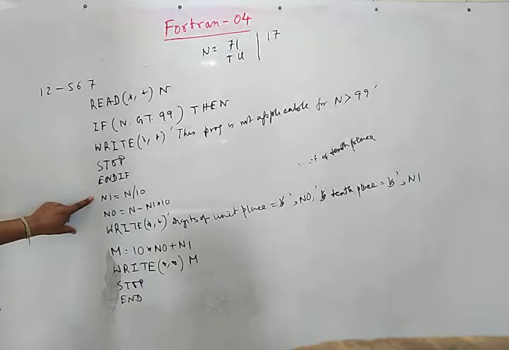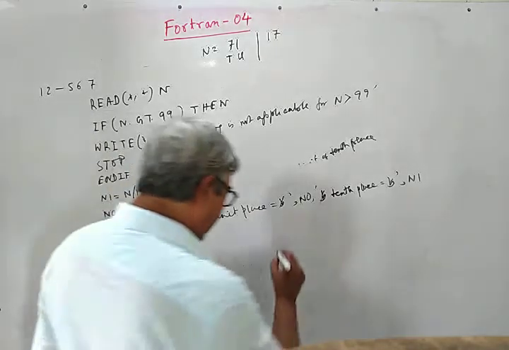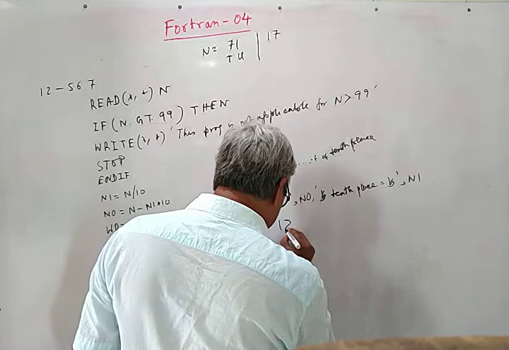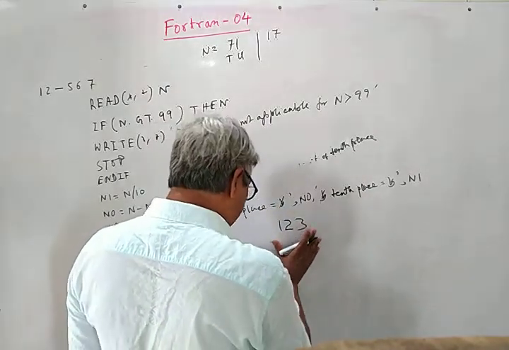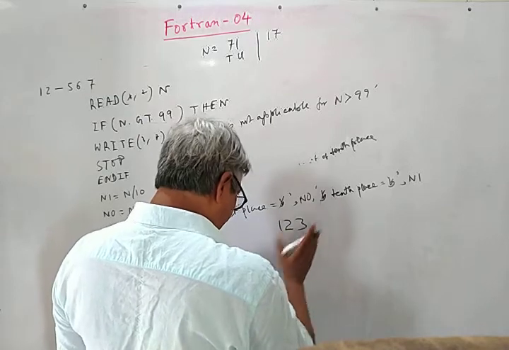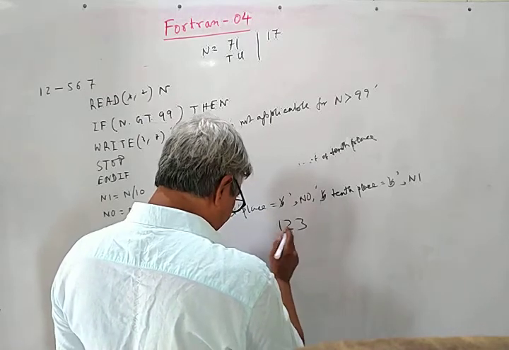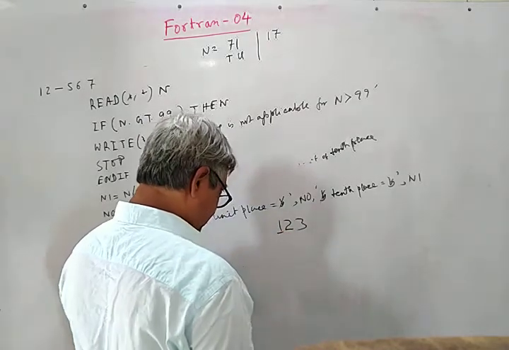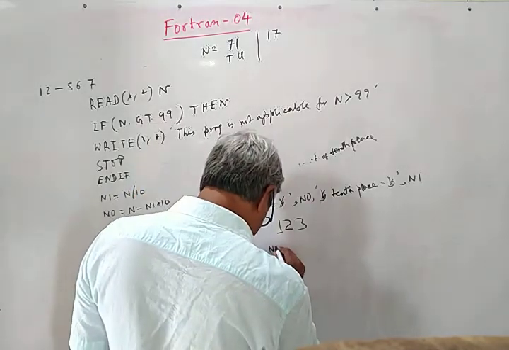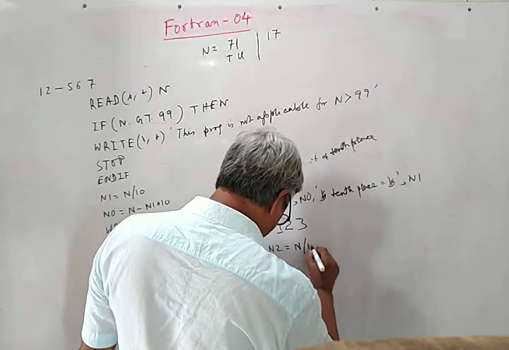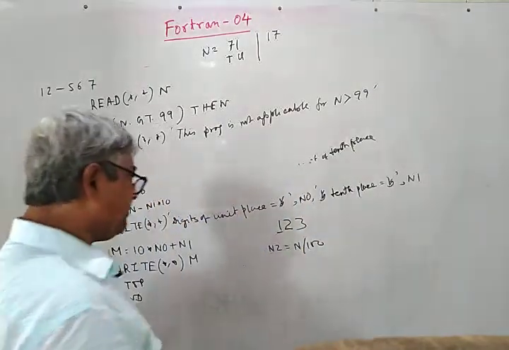This process can be continued for other things. Say if you have a 3-digit number, say 1, 2, 3, then you divide it by 100, then you will get the number in the hundreds place. So we write n2 is equal to n by 100 and continue the same process.